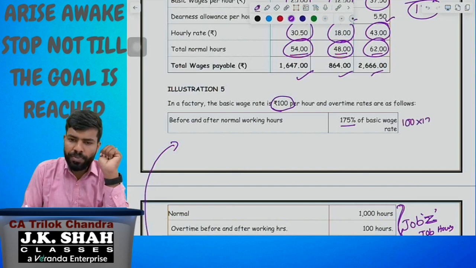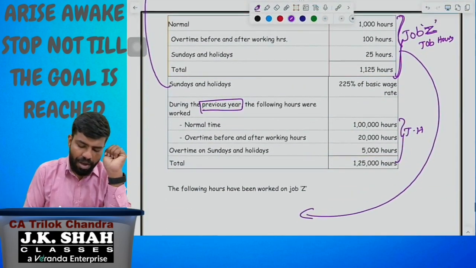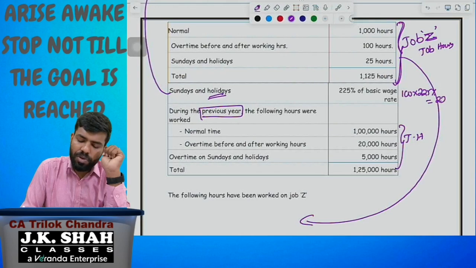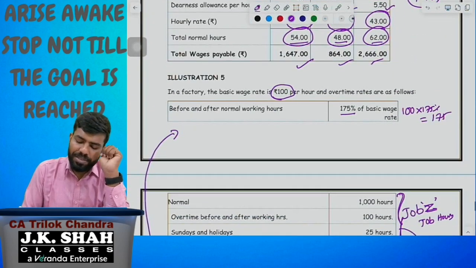So 100 rupees into 175%, which comes to 175 rupees. When the overtime is working on Sundays and holidays, it is 225% of basic wage rate. 100 into 225%, which equals 225 rupees. Now let me clarify this. This 175 rupees includes two things: normal hourly rate of 100 rupees and overtime premium of 75 rupees.